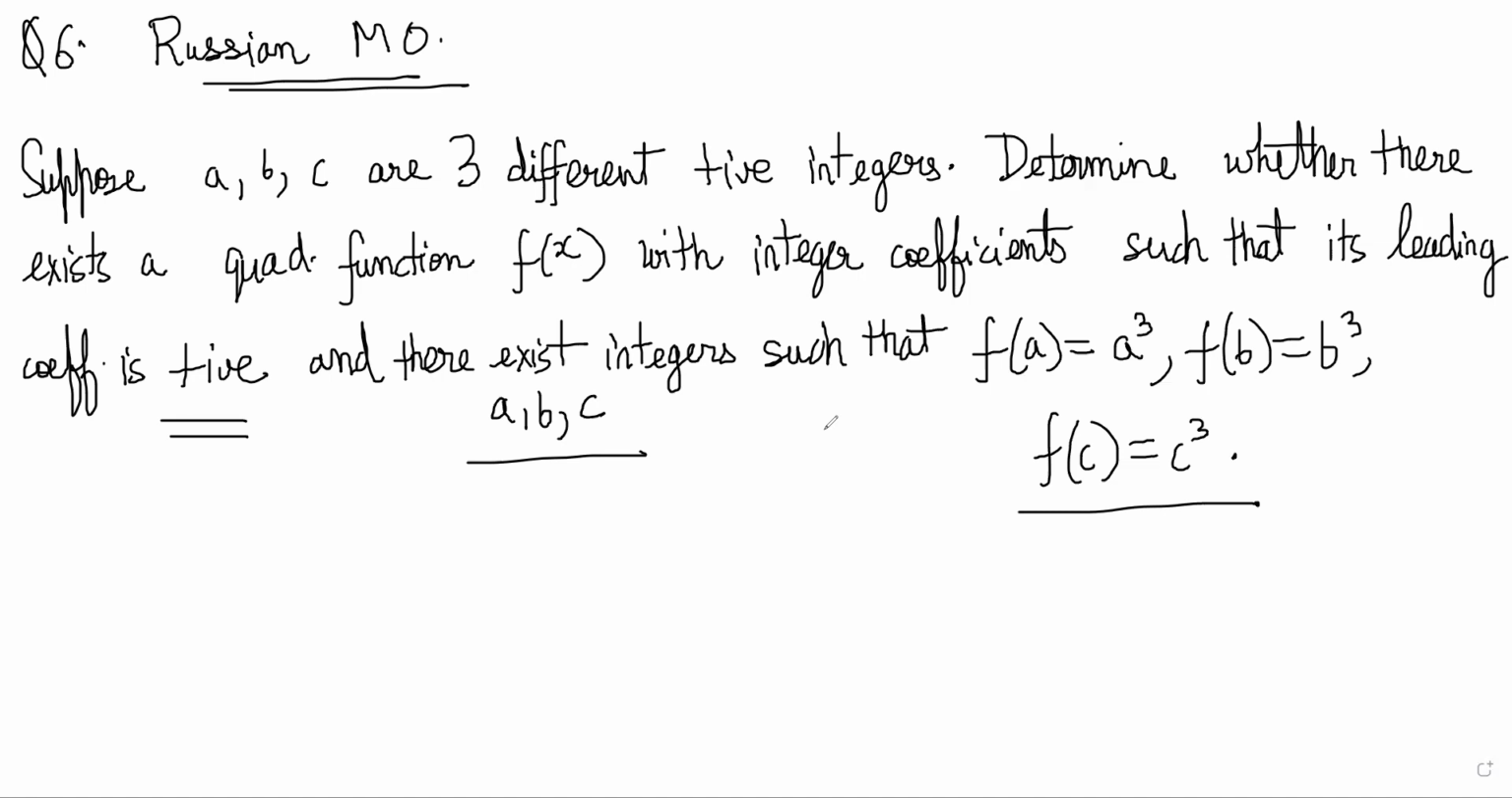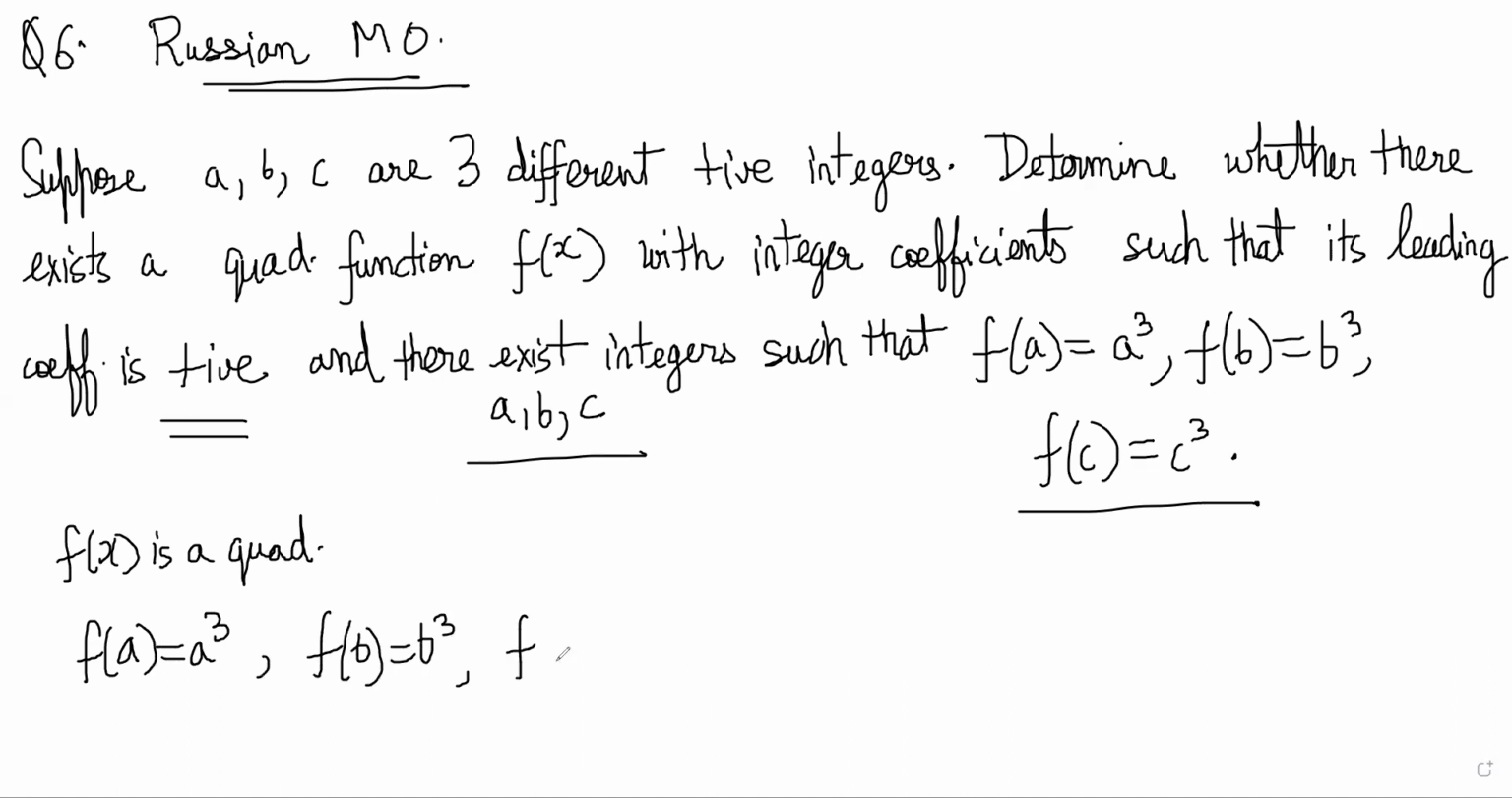So this is a question where you just have to sort of guess the function. We have some information, we need to make a quadratic, first of all. f of x is a quadratic. And we need to somehow get f of a equal to a cube for an integer a, f of b equal to b cube, and f of c equal to c cube. So it's a question where you just have to guess possible answers, right?